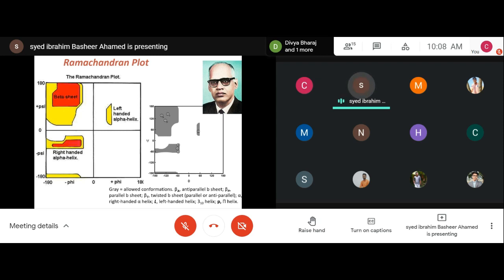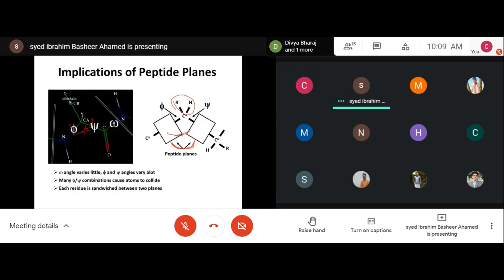The red region is the highest confidence, where almost all the possible combinations will be found. That is the favored conformation. The yellow region shows the extended conformation, a little bit extended. You cannot have more extension. If you keep on rotating, what will happen? Here you have a phi and a psi angle, and you can rotate them only to a certain extent.